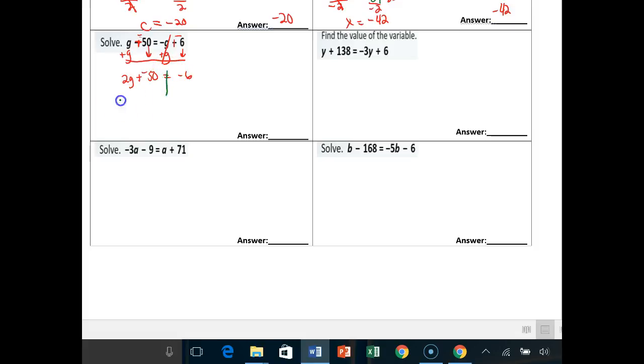And we have our two-step equation. So we add 50 to both sides. These cancel out. You get 2g is equal to, DSSM, different signs, subtract. So 50 minus 6 is 44. I had more positive, so that's why it stays positive. And then we finish it off by dividing by 2. So g is equal to 22. Same signs, positive on that one, right?